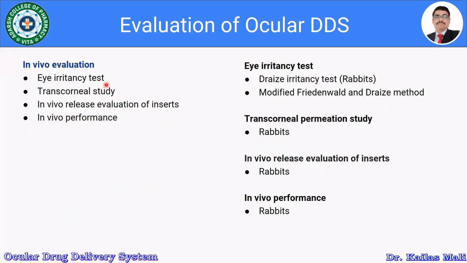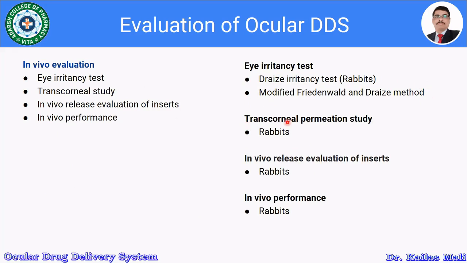There are 4 tests: the eye irritancy test, then the transcorneal study, in vivo release evaluation of inserts, and in vivo performance. Eye irritancy test: generally the Draize irritancy test on rabbits is used, but now the test is modified to the modified Friedenwald and Draize method to get an idea about the irritation produced in the eye.